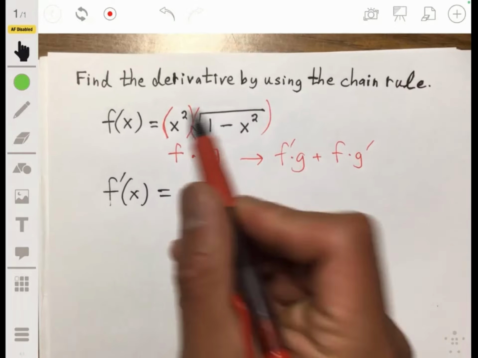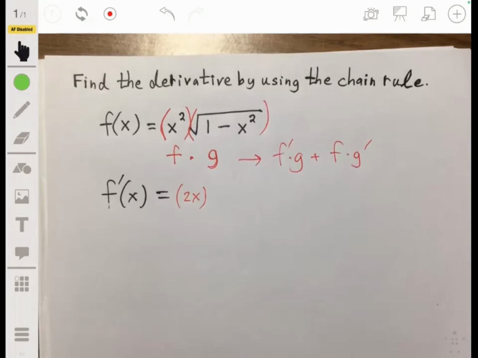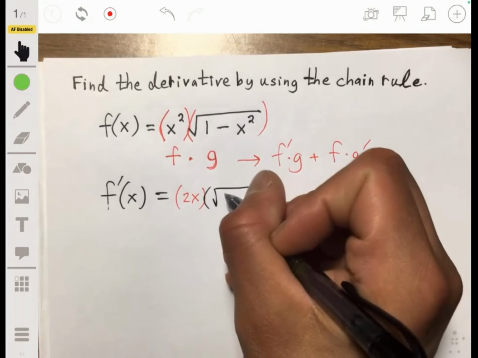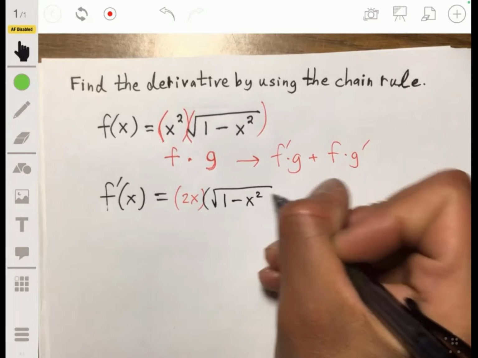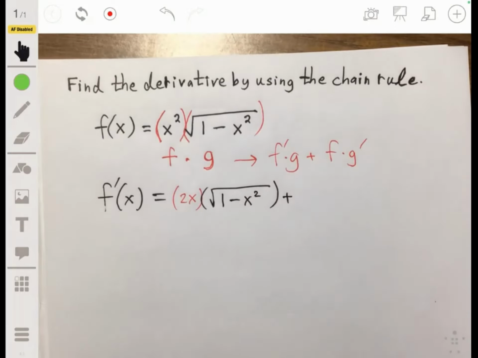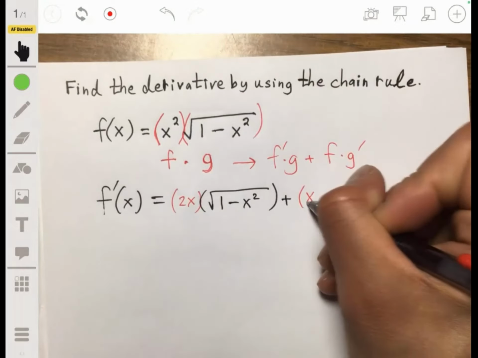So we start off by taking the derivative of x squared, which will be 2x. We'll keep this the same. We'll keep that as the square root of 1 minus x squared. And then we go plus. This time we keep f the same, so we keep this as x squared here.